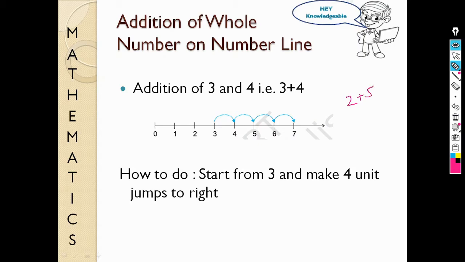Now you have to add 2 plus 5. Then what you have to do? You go to 2 and then jump forward 5 times. This is 1, 2, 3, 4, 5. So the answer is 7.